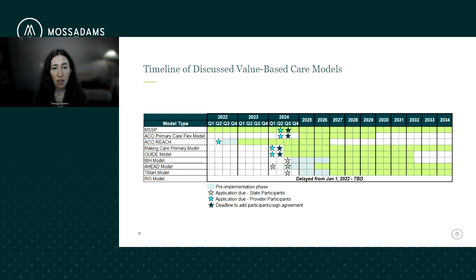So you'll see the stars are kind of a tannish color on those last three models you see there, IBH, AHEAD, and TMA. That's because those are the states that are currently applying for those models. So unless you're a state Medicaid agency on the call with us today, there's nothing that you need to do right now for those models. It's really just a matter of hanging tight and seeing if your state is participating, and then how you can take advantage of those models if your state is in.